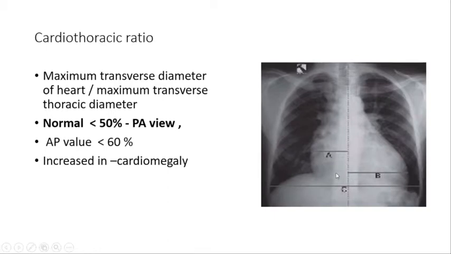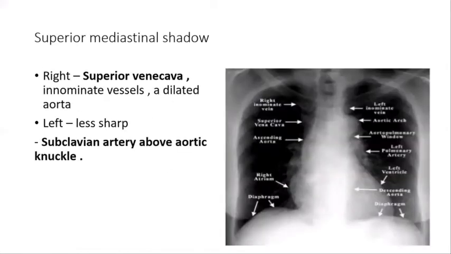This ratio should be less than 50% in PA view. In AP view, the dimension is comparatively larger, so the normal reference value is up to 60% in AP view, while in PA view it is 50%. And always keep in mind the PA view, which is the routine view for the heart. It is always less than 50%. When the ratio is increased above this, it is known as cardiomegaly. There are various causes of cardiomegaly, either pericardial effusion or cardiac enlargement. We will be discussing later.